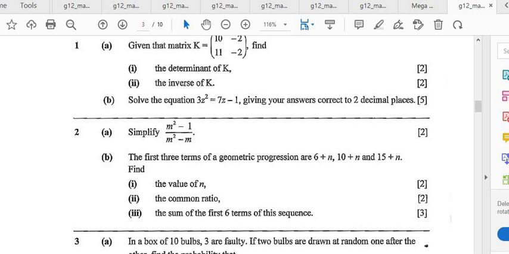So we have a question here which says the first three terms of a geometric progression are 6 plus n, 10 plus n, and 15 plus n. Find the value of n, find the common ratio, and find the sum of the first 6 terms of this sequence. So we are told this is a GP with 3 terms given.